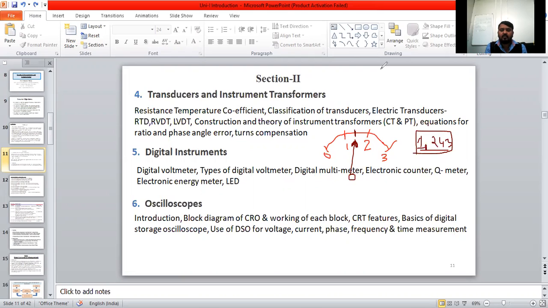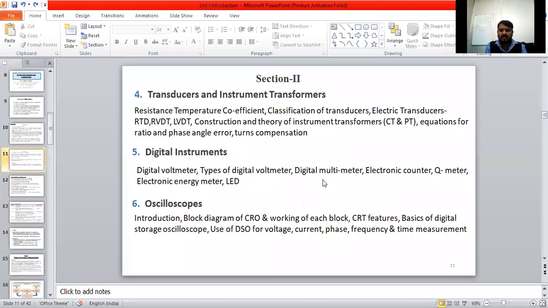Like that, for voltage and current measurements we will use digital instruments. For voltage measurement, we will discuss digital voltmeters and their different types. And the digital multimeter: for multi-purpose measurement we use the multimeter. Not only voltage, we can measure current, resistance, temperature, continuity, and more. We will also discuss some electronic counter circuits.